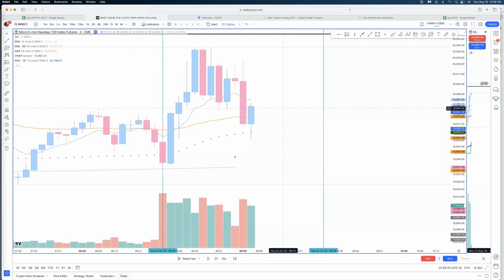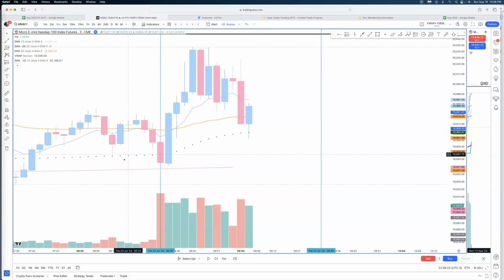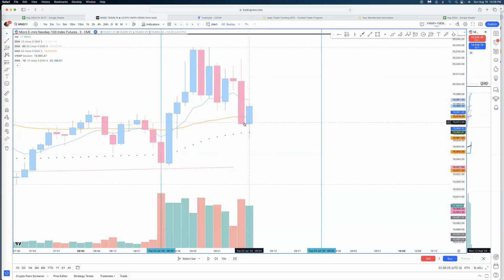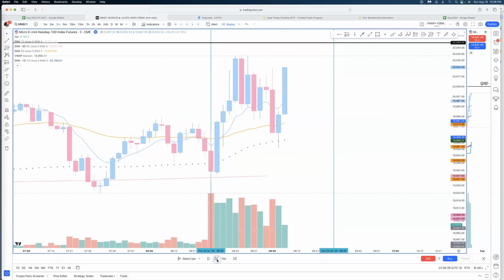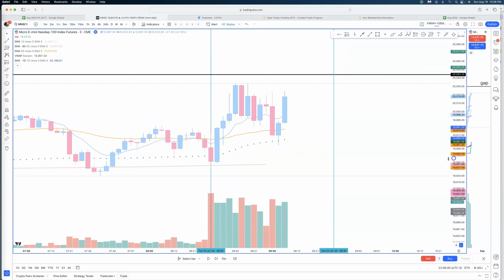Let's see here. So for the VWAP strategy, we did make a strong move up. The orange yellow line, which is the 50 on the 3-minute, and the VWAP are a little closer together, so you could play that bounce. I don't quite like that right now. I think I would want to wait for a 10 EMA setup.